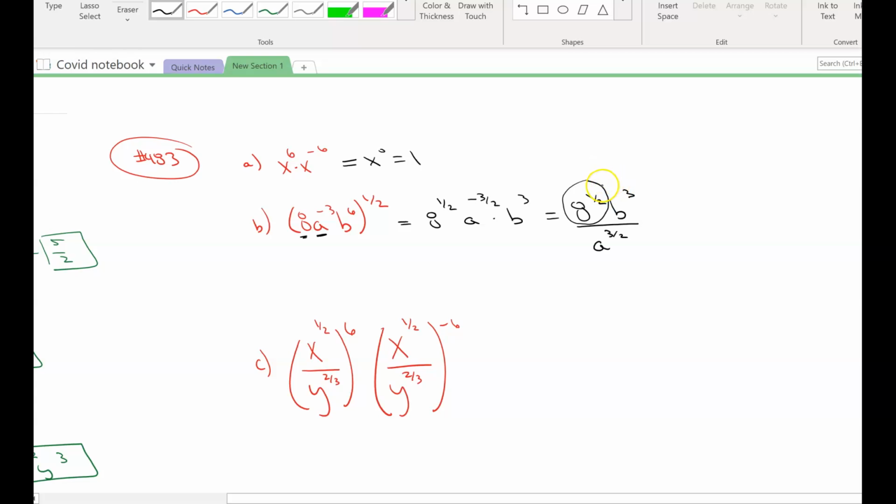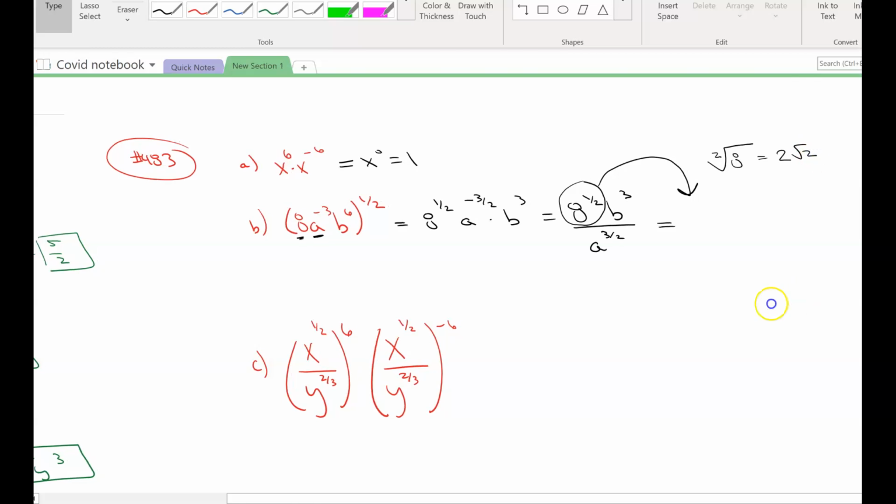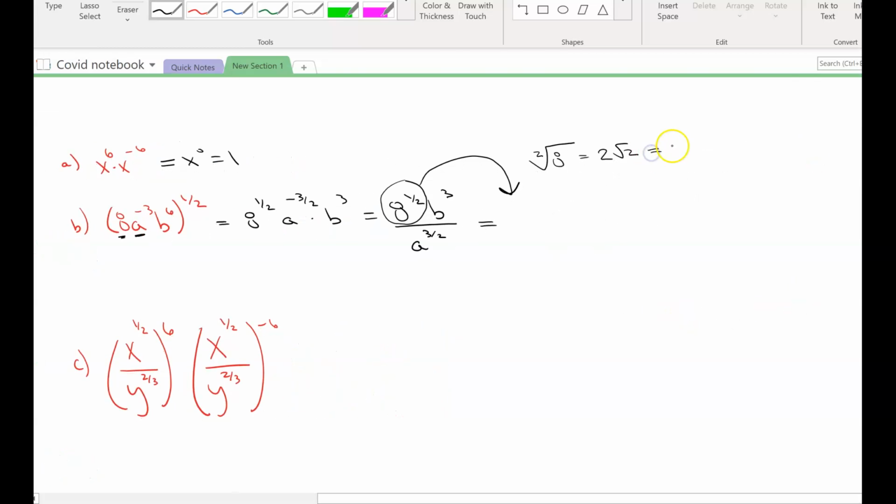Now at this point in our game here, I'm comfortable with you leaving this as 8 to the 1/2. Maybe you're someone who wants to say, well, 8 to the 1/2 is just the square root of 8. And I know that's just 2 root 2. And I know that just means it's 2 times 2 to the 1/2, which is the same thing as 2 to the 3 halves. But at this point, I'm really not concerned about that right now. You know what I mean? There's no need. This is fine right here.